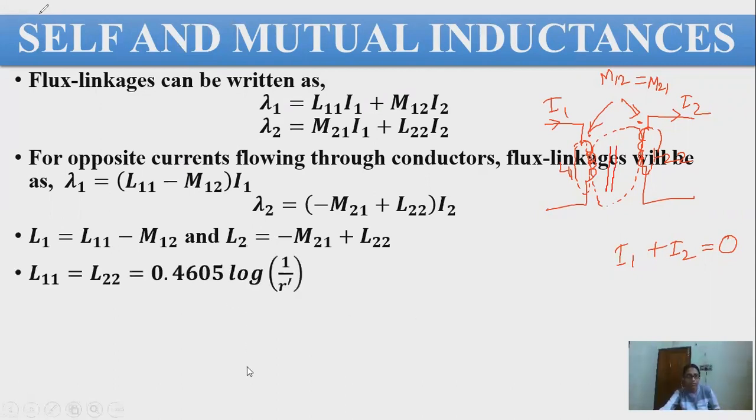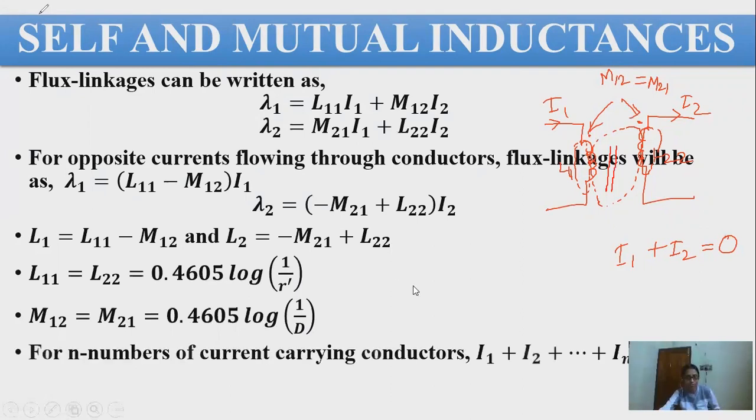And here we have already derived this expression: L11 equals L22 equals 0.4605 log 1 by R dash. For mutual inductance, M12 equals M21 equals 0.4605 log 1 by D. For the self part it will be log 1 by R dash, and for the mutual part it will be log 1 by D. Both of these are multiplied by 0.4605.